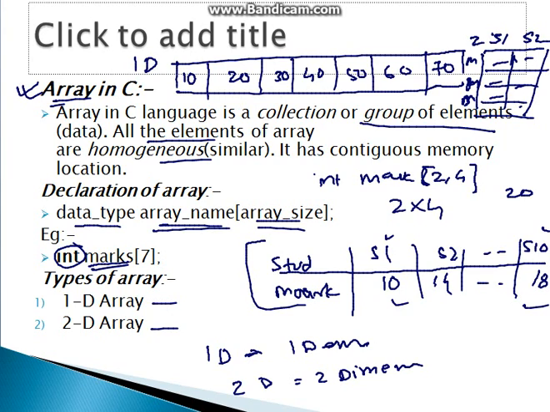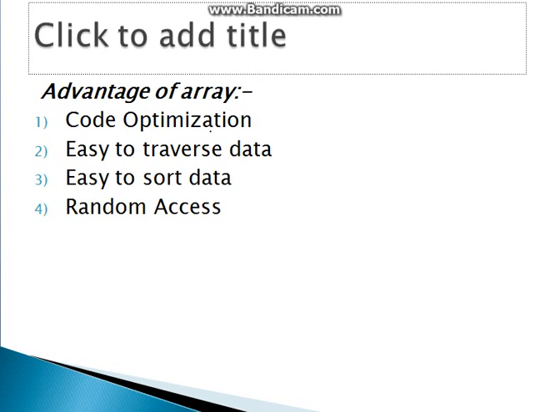Okay, so in future we will also take the advantages of arrays. The advantages of arrays are code optimization, easy traversal of data, easy sorting of data, and random access is provided. Code optimization and traversal become easy by using arrays. They can be used to traverse the data, and sorting the data also becomes easy.